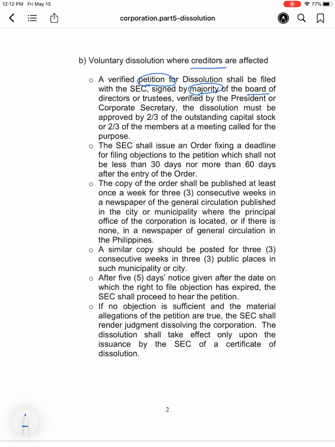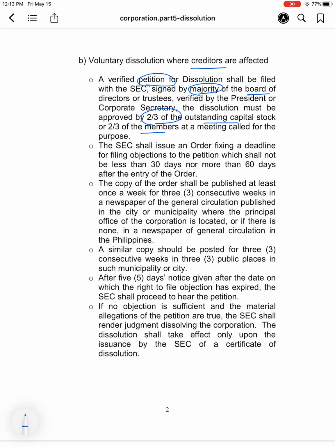The dissolution must be approved by 2/3 of OCS or 2/3 of the members at a meeting called for the purpose. So, iba yung voting requirement dito compared kanina. Majority of the board and 2/3 of OCS or members. Kanina, majority of the board and majority of OCS or members.